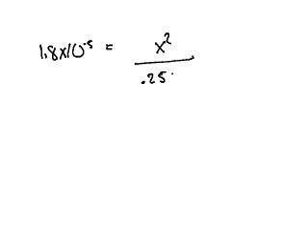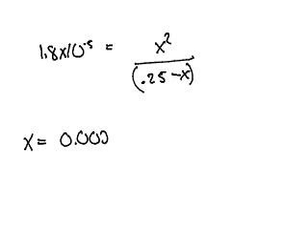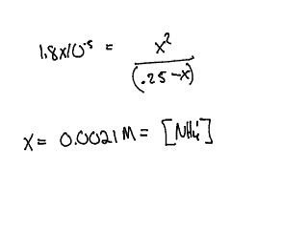So when I plug in my values, I can say 1.8 times 10 to the minus 5 will be equal to x squared over 0.25 minus x. We then plug that into the solver. We say x equals 0.0021. Now that's the molarity, but what is that equal to? That's going to be equal to our concentration of our ammonium ions and the concentration of our hydroxide ions, because those are both of the x's.